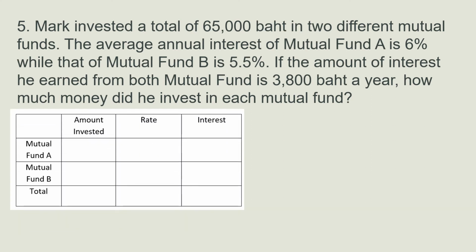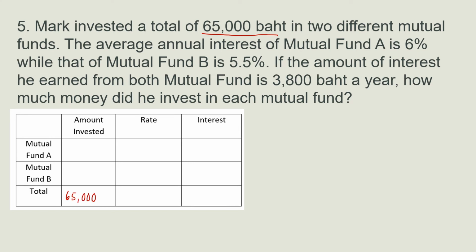Okay, so I will again use a table to make the representation here. Let's fill in the given information from the problem. We have here that the total investment is 65,000 baht. So for the two mutual funds, we have 65,000 baht.